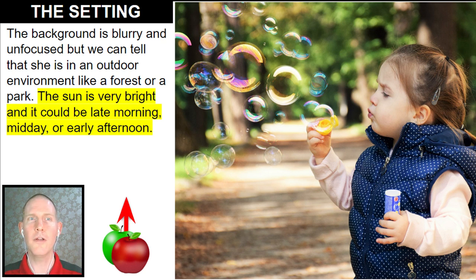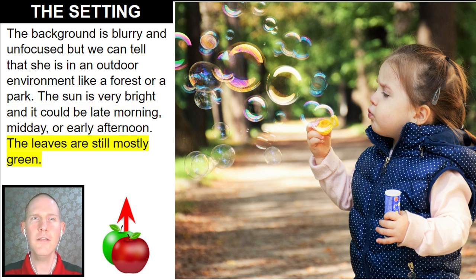The sun is very bright, and it could be late morning, midday, or early afternoon. The leaves are still mostly green. Right. If we look behind, maybe there's some brown leaves there, but a lot of green leaves, okay? Makes me think of summer.